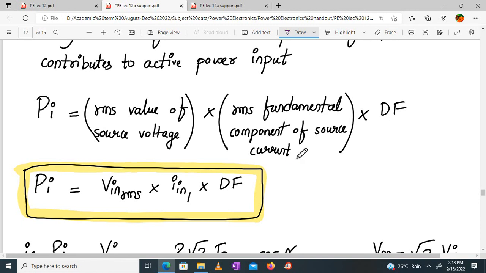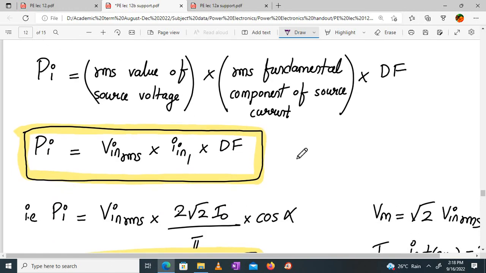So write down this. PI is V in RMS into I in 1. Now I in 1 तुम्हें पता है ना क्या है? You know what it is, and you know the formula, and you know where it is coming from. You know what is displacement factor. Actually यहाँ पे displacement factor क्या ठीक है? Displacement factor नीचे मैंने लिखा हुआ है वहाँ पे. No need to remember this formula. ये देखो. नीचे उसका description. I in of 1 is 2 root 2 I naught upon pi.